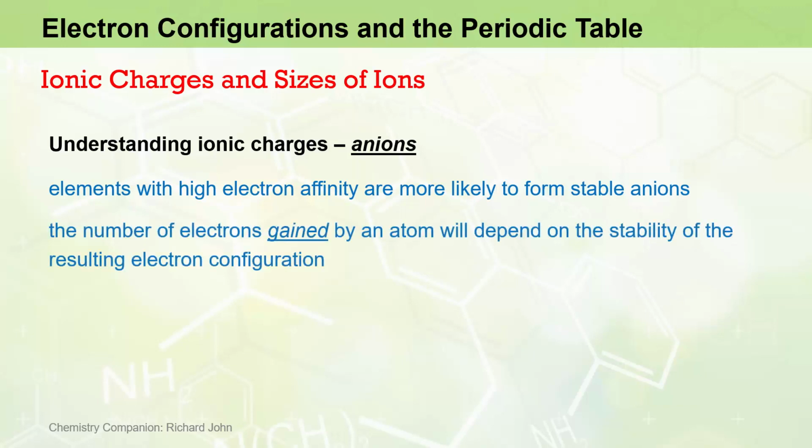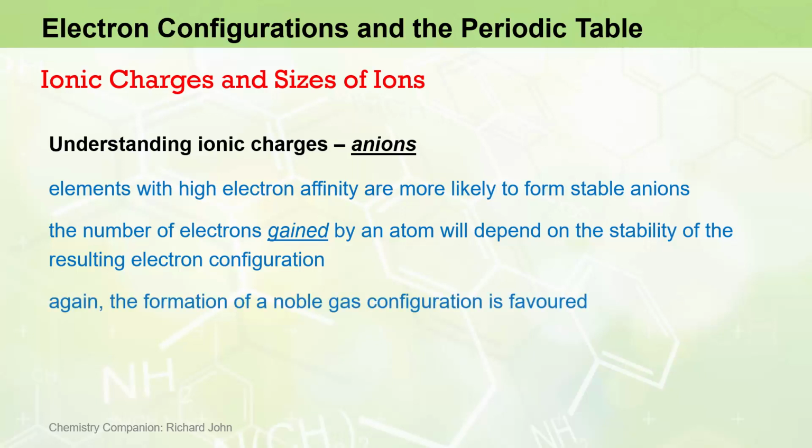The number of electrons gained by an atom will depend on the stability of the resulting electron configuration. Again, the formation of a noble gas configuration is favoured. So, for sulfur, it will gain 2 electrons because by gaining 2 electrons, it will be transformed from an electron configuration with a valence shell configuration of 3s2, 3p4 to one with a valence shell configuration of a noble gas, 3s2, 3p6, which in this case is the configuration for argon.